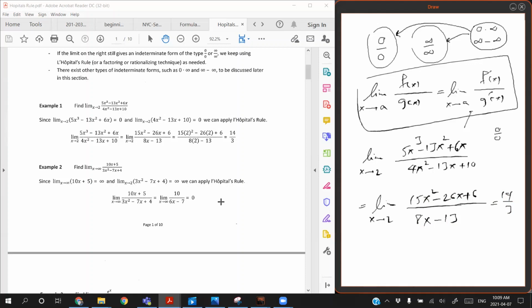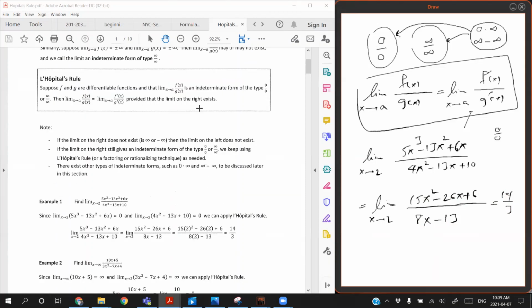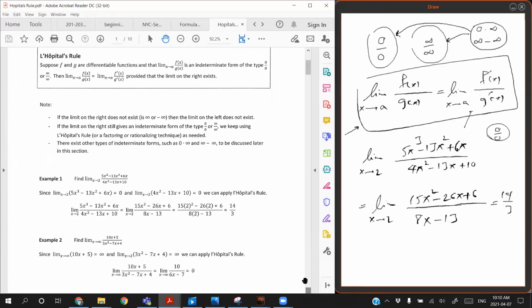Don't forget that with L'Hopital's rule, you will not be able to use this equation unless you have either this form, 0 over 0, or infinity over infinity. So that's why you need to check. And I checked it over here. It's 0 over 0. Then I used L'Hopital's rule. And this checking you need to always do, because if you just jump into L'Hopital's rule without checking, you may get the wrong answer. Let's do another one.